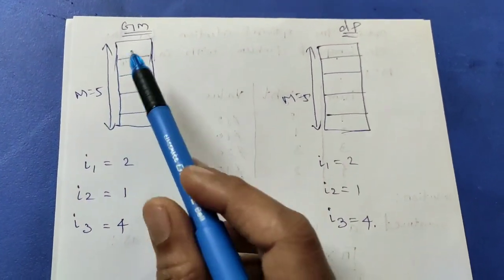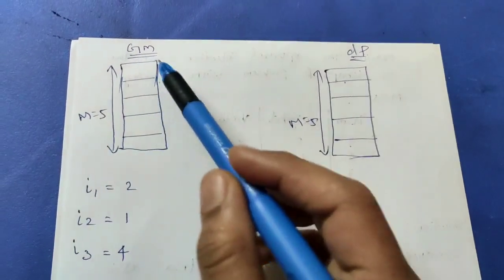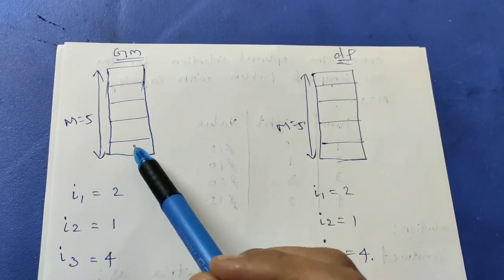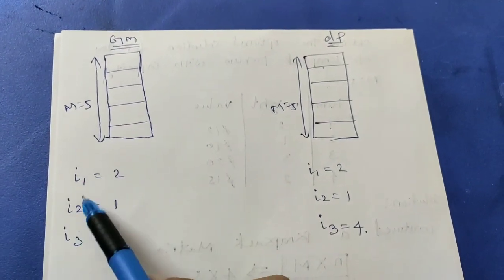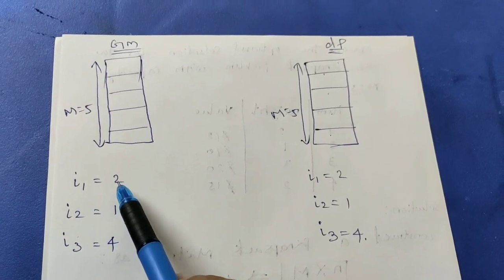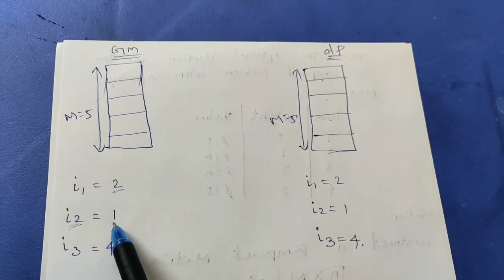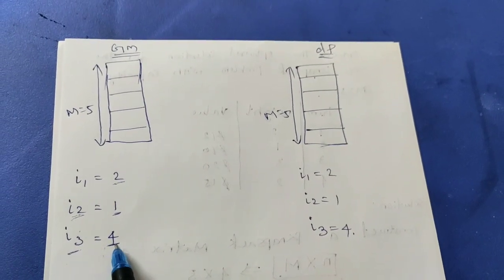I have taken a knapsack with a capacity M equal to 5. That is, the capacity of the knapsack bag is 5. That means you can place 5 kgs of items into the knapsack. I have taken 3 items. Item 1 has weight 2. Item 2 has weight 1. Item 3 has weight 4.